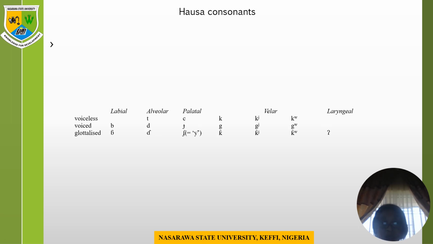Now, the Hausa consonants. We have the voiceless ones, starting with the alveolar T, the palatal Ch, the velar K, and Ki and Ku as laryngeal ones. And then we have the voiced ones, the labial one, B, D, J, G. Those are the velar ones, and the laryngeal ones, W. And the glottalized ones, that's the implosives, B, and the D, and the Y, and the velar ones, K, and the Q.